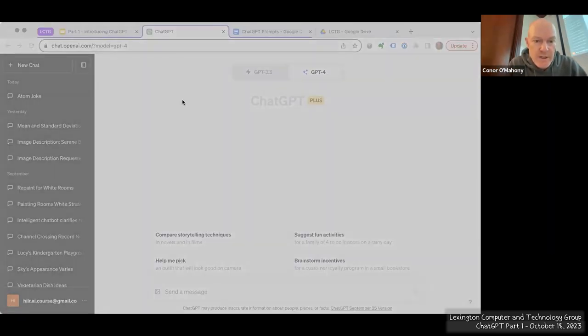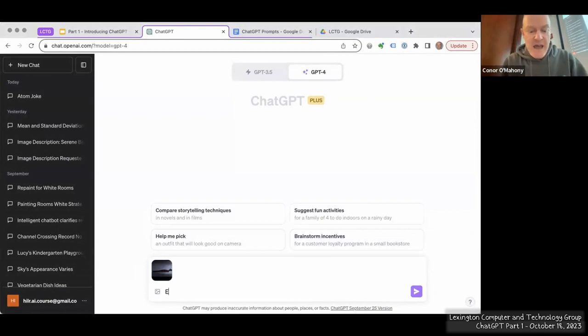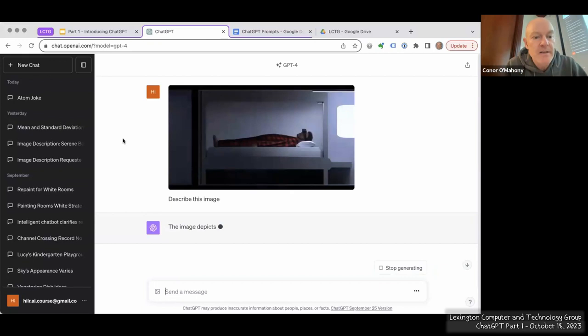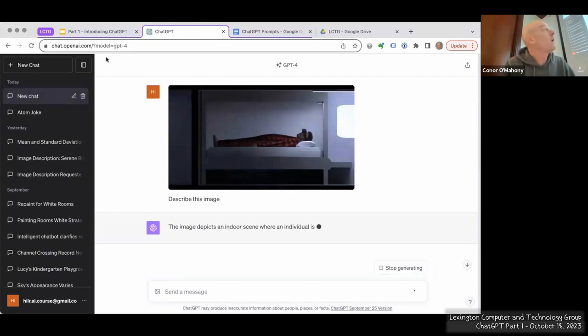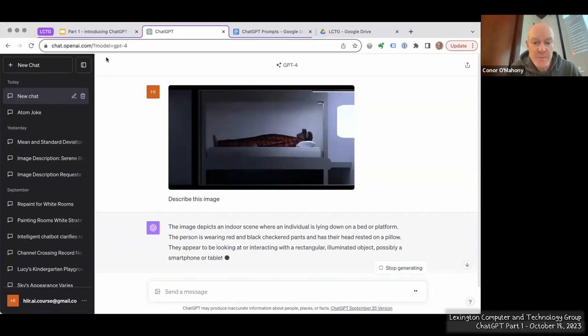Okay, so I'm going to attach an image here. So I'm giving it an image, and I'm asking it to describe the image to me. Okay, so the image, is it clear? It's probably clearer for those online than it is in the room. But essentially, it's somebody in red and black checked pajamas who's lying down with some sort of VR on their head. But here you have ChatGPT's take on it.